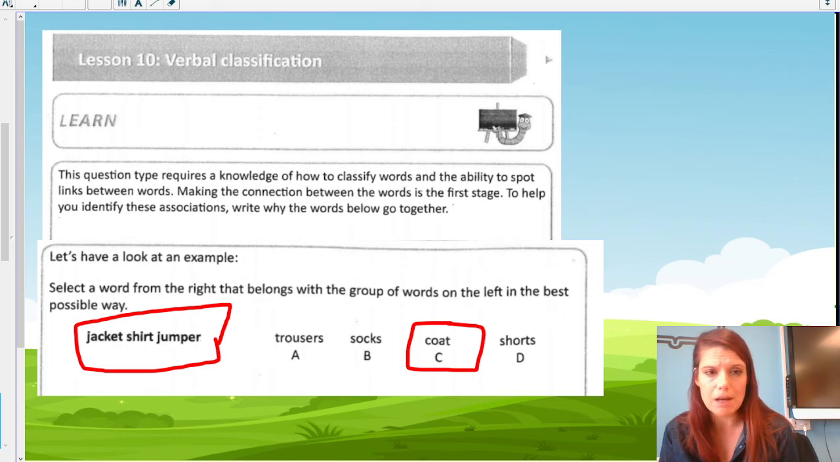And if we look at an example, select the word from the right that belongs with the group of words on the left. We've got a jacket, shirt, and jumper. A coat is the one that belongs best with this set because they're all things you wear on the top half of your body. And they have sleeves that you put your arms through, as opposed to trousers, socks, and shorts.